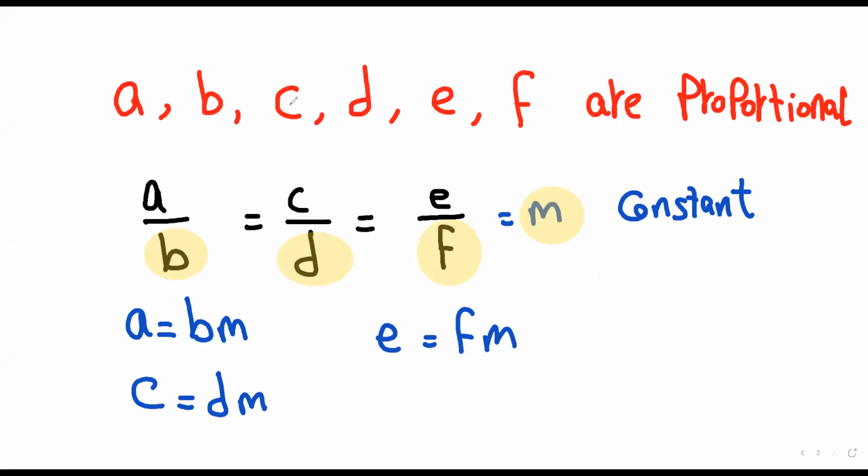If A, B, C, D, E, and F are proportional, so A over B is the same as C over D is the same as E over F. All these ratios are equal to a constant number, which is M. I assumed that the constant is M. So if I want to get A, A equals BM, and C is equal to DM, and E equals FM. That's it.